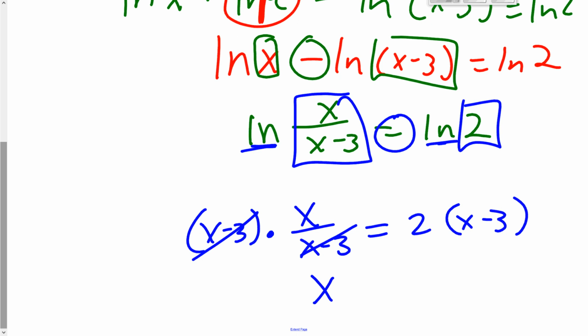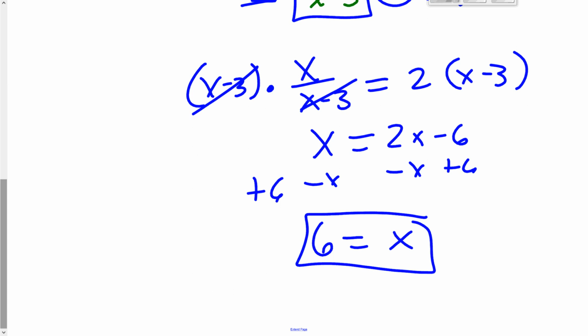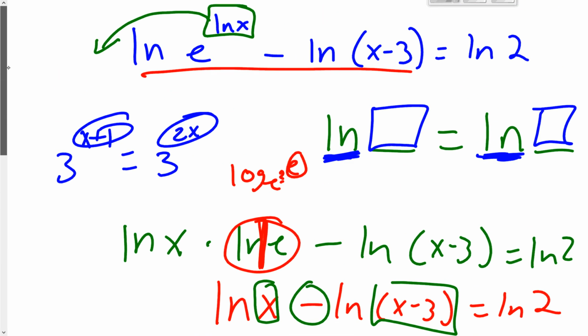So then we get x equals 2x minus 6. Now we can go ahead and solve this. You can add 6, subtract x. So we get 6 is equal to x. So there's our answer, but we want to make sure we check that, especially with the logs. So 6. We can put a 6 in here. We see we get a positive, right? We put a 6 in here. It's a positive. So we're really okay there.